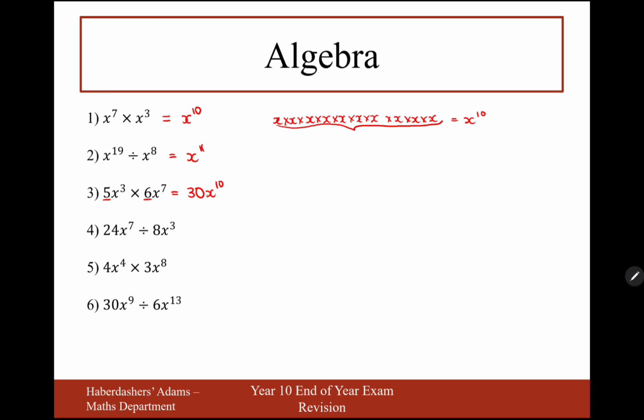And on question 4, you divide the numbers at the front, so 24 divided by 8 is 3, and then 7 minus 3 is 4. On question 5, 4 times 3 is 12. Then you add the powers, so make sure you get those rules the right way around. And then 30 divided by 6 is 5. And then you've got to subtract the powers, and you can go into negatives. Sometimes that does happen. 9 take away 13 is minus 4. And that's absolutely fine if you go into negatives.